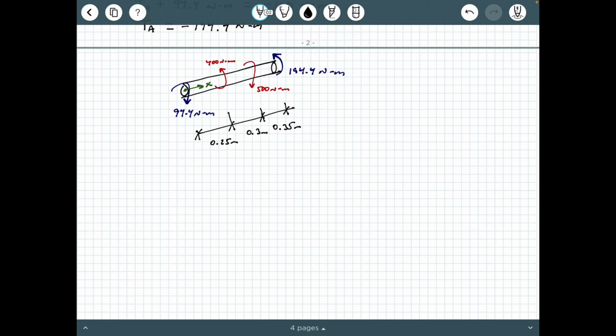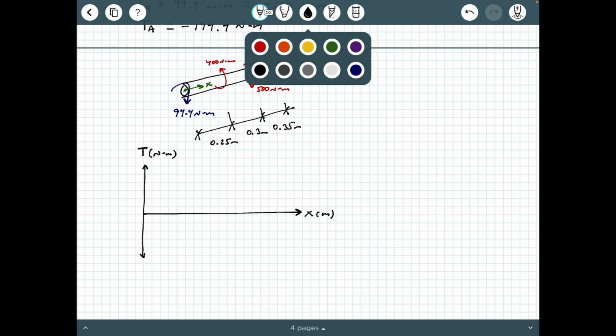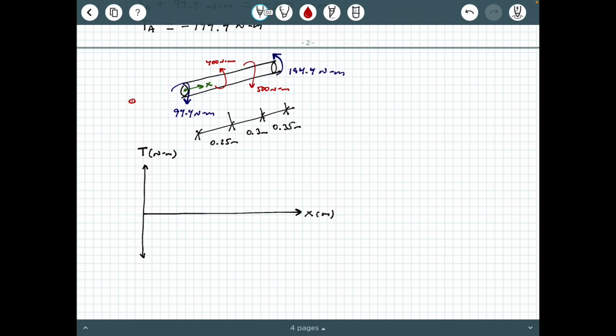So to draw that internal torque diagram, I'm going to put some axes here. I'm going to call this T in Newton meters, okay? X in meters. And I'm going to put another viewpoint here, just for direction purposes. And I'm going to say that going counterclockwise is positive based on that little viewpoint I just drew. And then I'm going to start sketching this out.